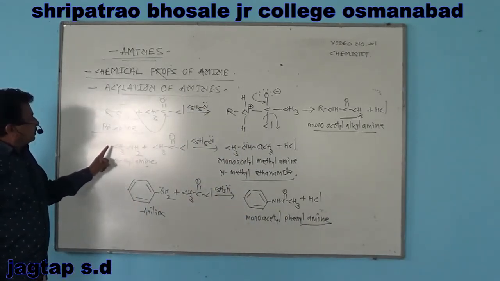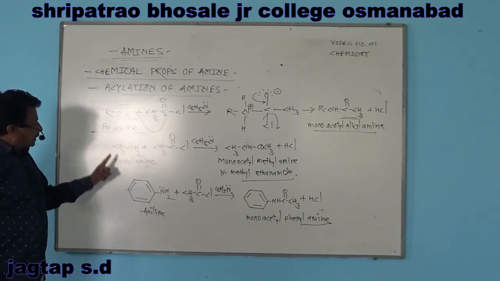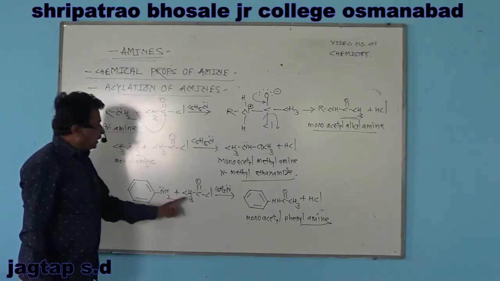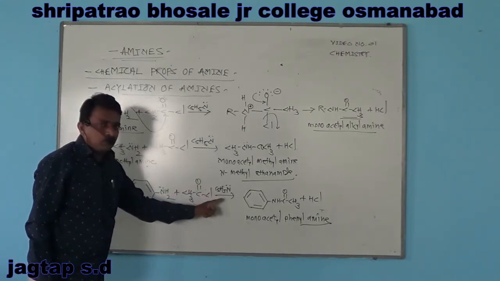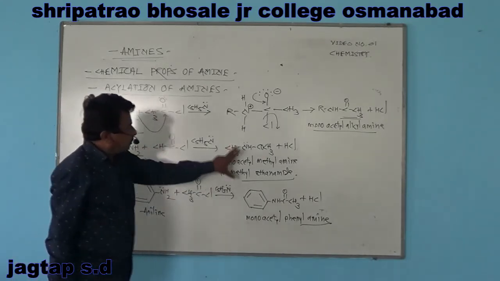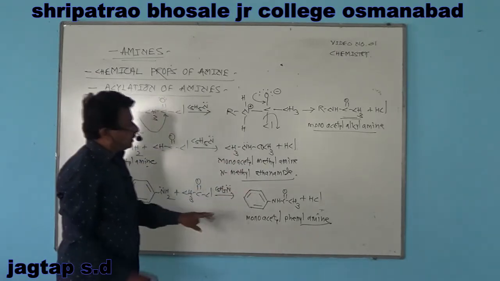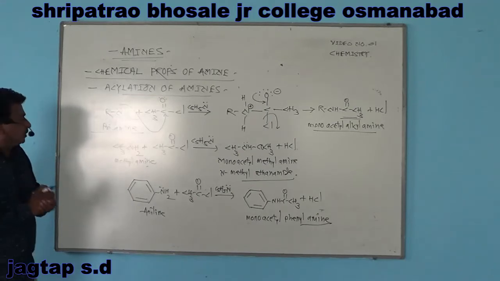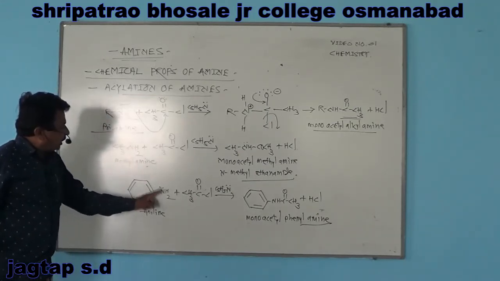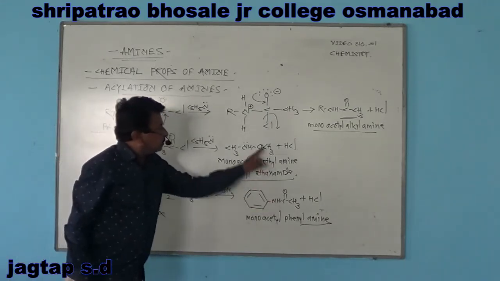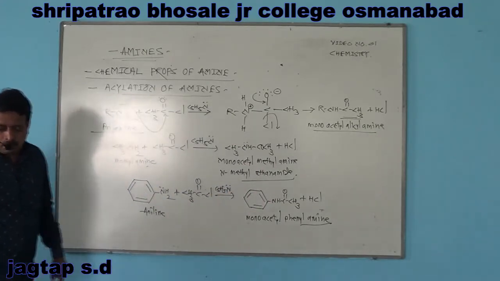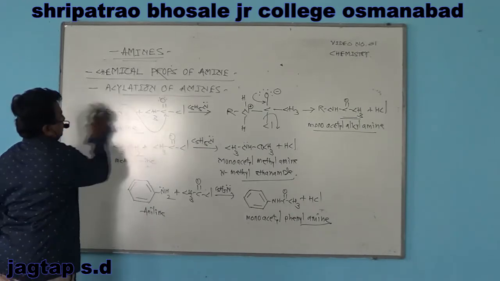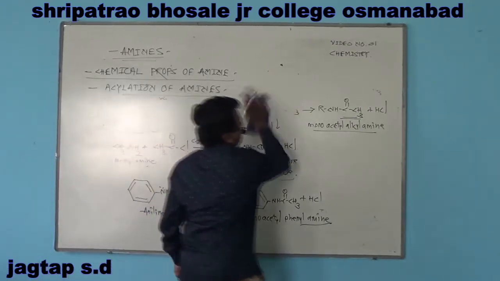Both aliphatic and aromatic primary amines react with acetyl chloride in presence of a base to give the corresponding monoacetyl alkyl amine along with hydrochloric acid. In this reaction, the hydrogen atom on nitrogen is replaced by an acyl group, therefore it is called acylation or acetylation of amines. In the next example, secondary amine.